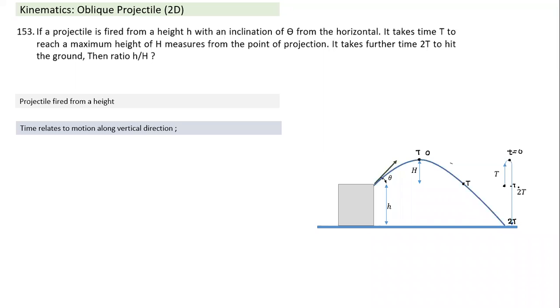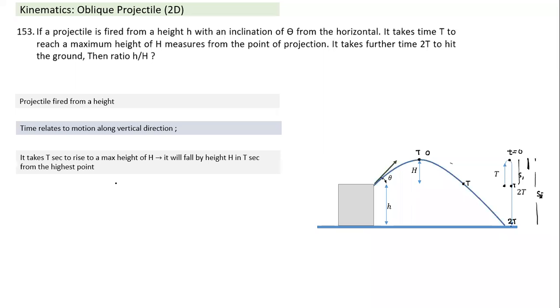Are these two quantities related? If the time becomes double, it will fall by a distance 4 times the distance it falls in time t, because the fall is 1 by 2 g t square. So it will reach this point in time t and this point in 2t, and this distance compared to that distance will be 4 times. If I understand that part, it becomes very easy to solve. It takes time t to rise to maximum height h, which implies it will fall by height h in t seconds from the highest point.